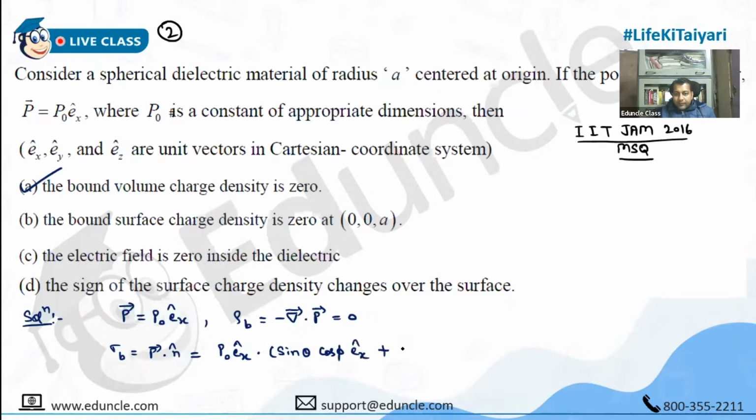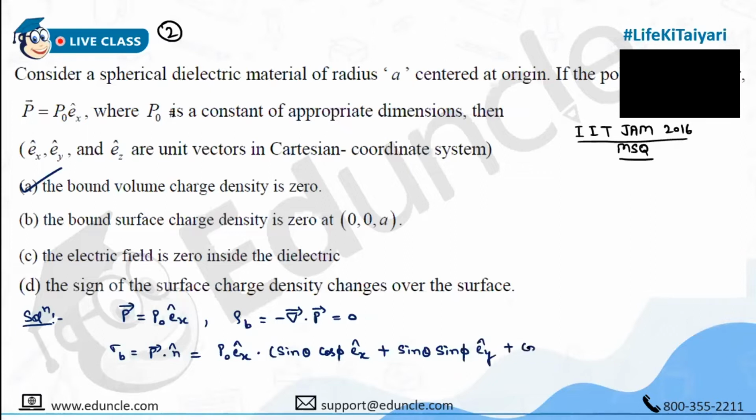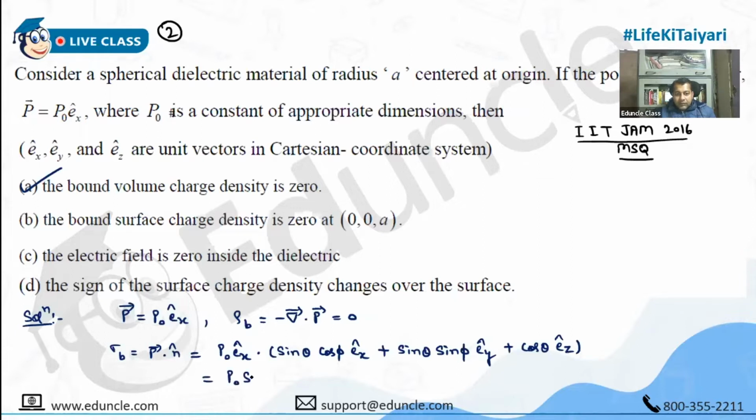So, do you remember something? Yes, sir, now I remember. Like this. So it will be P naught sine theta cos phi. It is not zero. And now because phi varies from 0 to 2 pi, so it will also vary. So for phi ranging from 0 to pi, at pi by 2 it will be 0, and from pi by 2 to pi it will be negative. So it means the surface charge density, it will change its sign as phi changes.